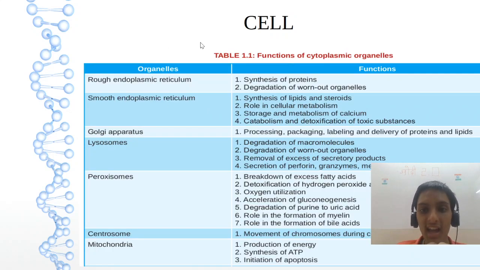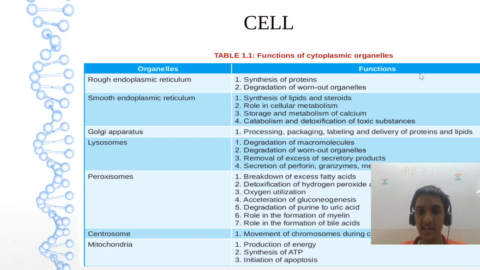First will be the RER. RER is for protein synthesis. SER is for the synthesis and metabolism of the lipids and steroids, along with calcium and also the excretion of the toxic material. Golgi apparatus, process, package and label the proteins and lipids.